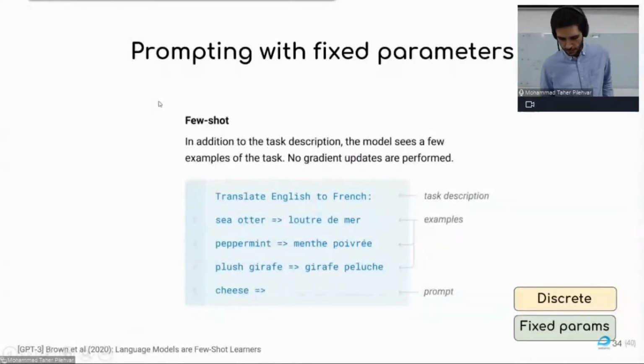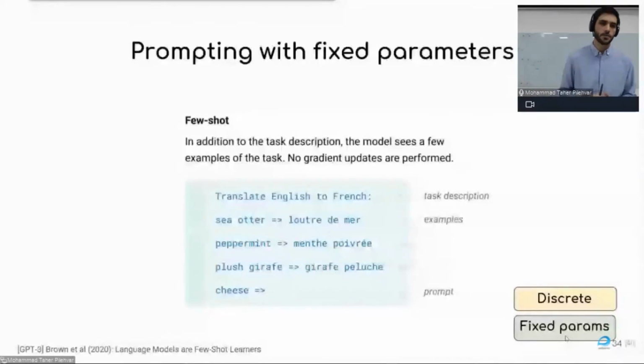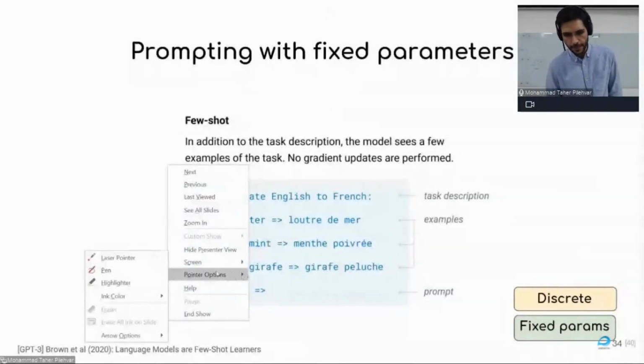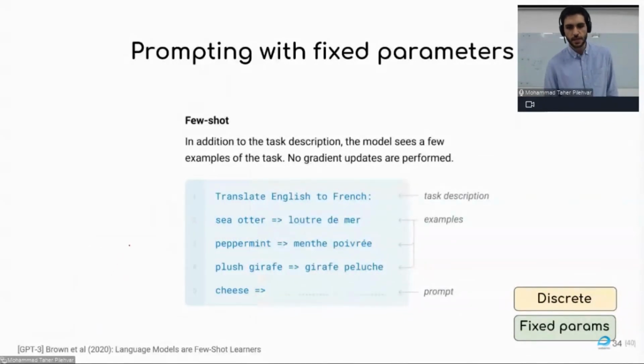Okay, so the last type I'm going to talk about is discrete prompts with fixed parameters. As I said earlier, models like GPT-3 are so huge that you have no way of fine-tuning them. You have no way of touching the parameters. The only way you can use them is something called learning through context, or what GPT-3 calls meta-learning. And the idea is really simple, and it works. Well, in many different tasks, it works nicely.